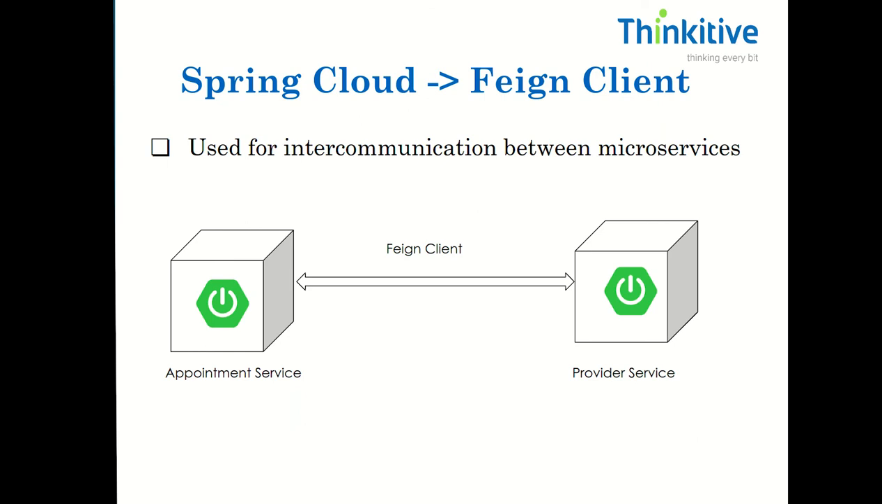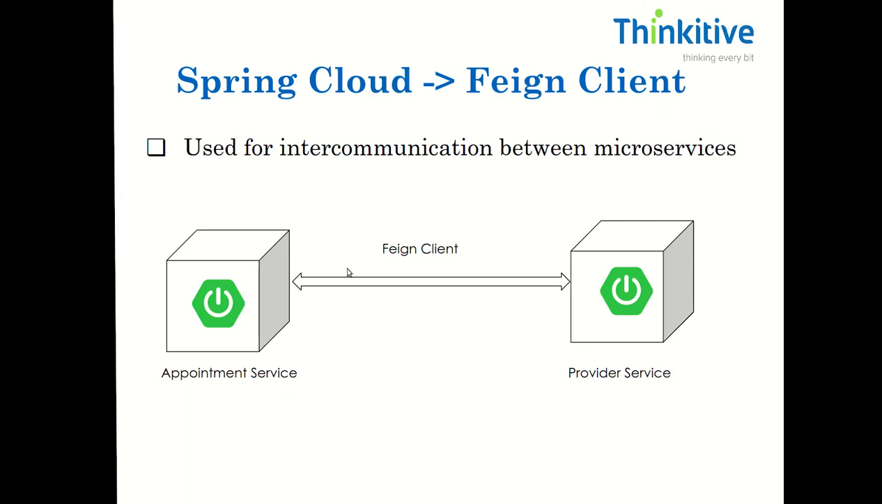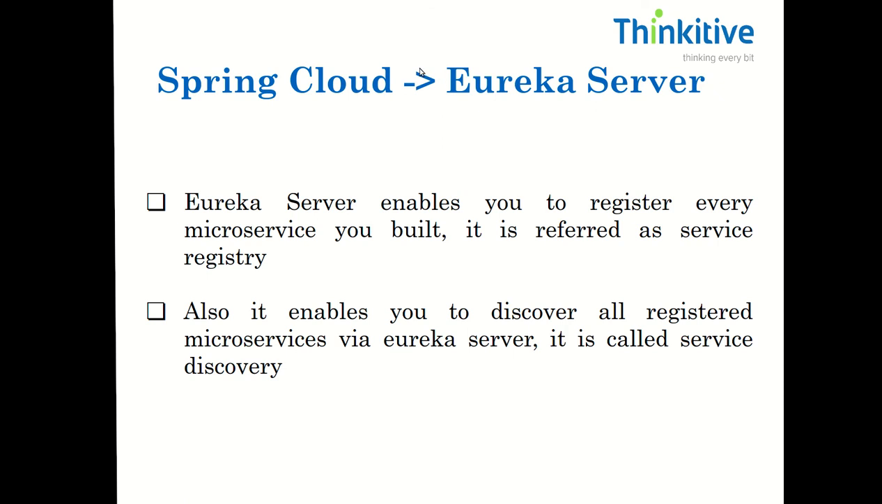Let's see how microservices can communicate with each other. There can be a scenario where 2 microservices need to communicate with each other. In that case, Spring Cloud comes with the Feign client that can be used to establish communication between 2 microservices. So that is the whole responsibility of Feign client. What is Eureka server?